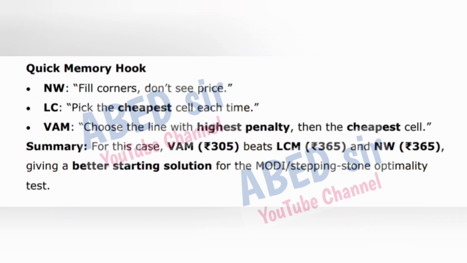Quick memory hook. NW, fill corners, don't see price. LC, pick the cheapest cell each time. VAM, choose the line with highest penalty, then the cheapest cell. Summary: for this case, VAM, 305 rupees, beats LCM, 365 rupees, and NW, 365 rupees, giving a better starting solution for the MODI or stepping stone optimality test.